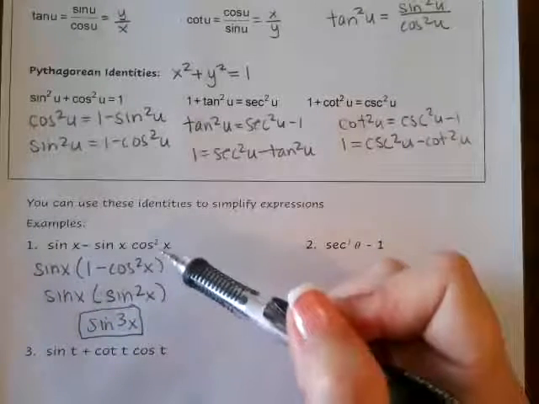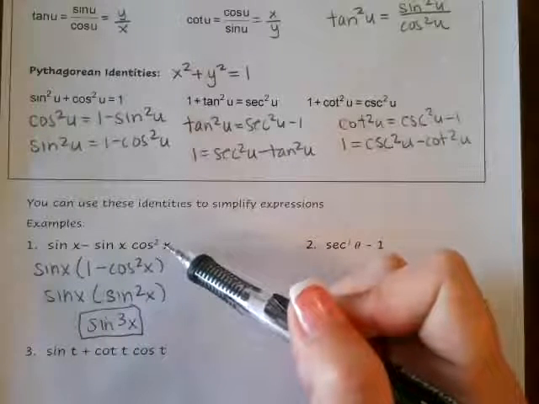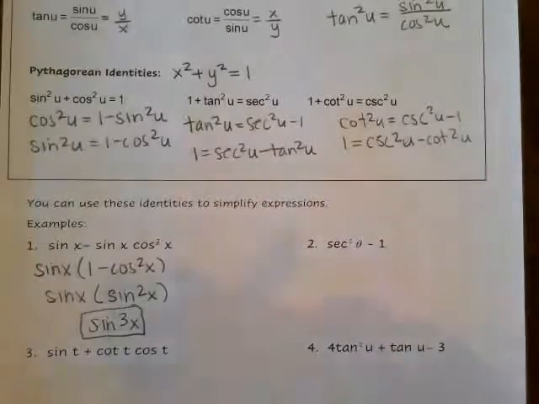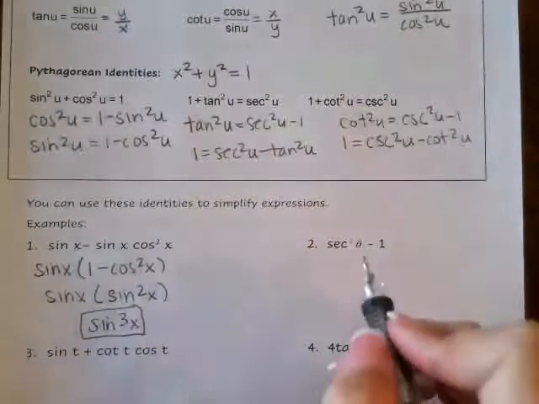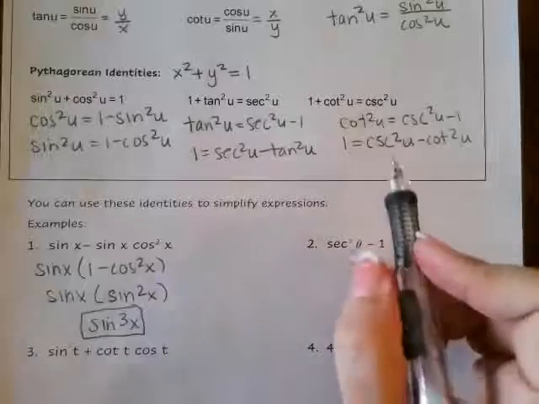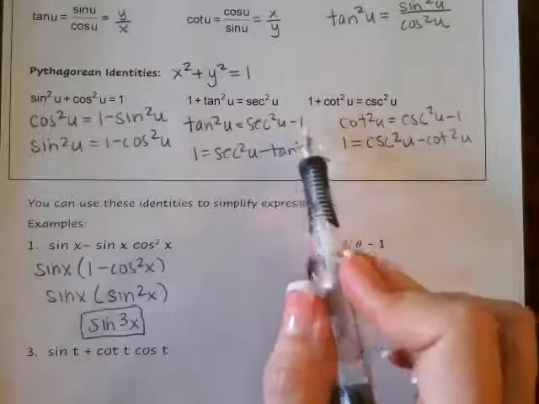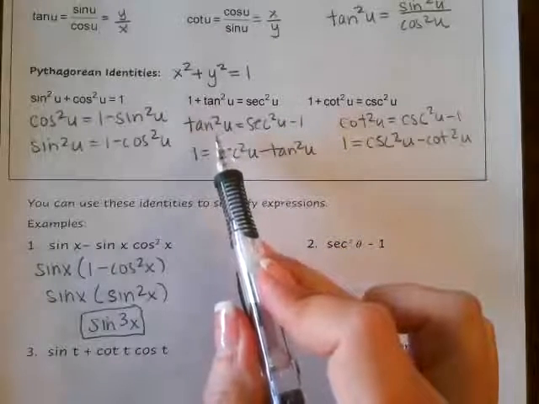So we just used those identities to take it down from a more complicated one to an easier one to look at, something that's a little bit simpler. All right, for the second one, we've got secant squared of theta minus 1. That's one of the ones that we manipulated over here that we said we need to know. So secant squared of u minus 1 is tangent squared of u.